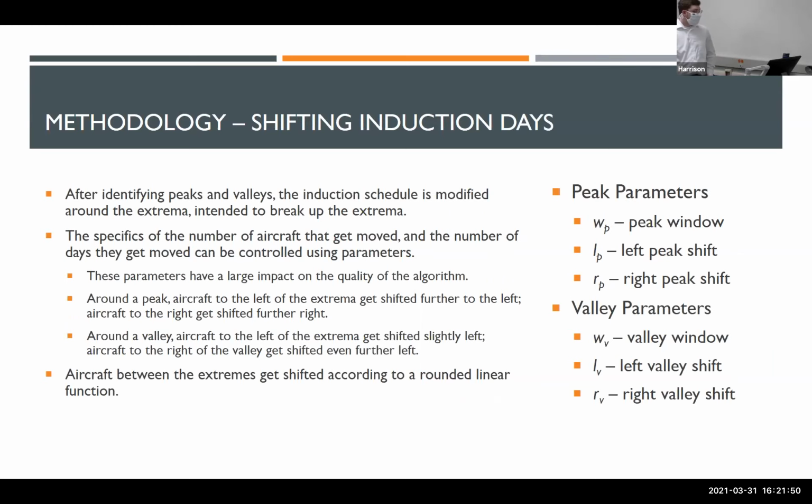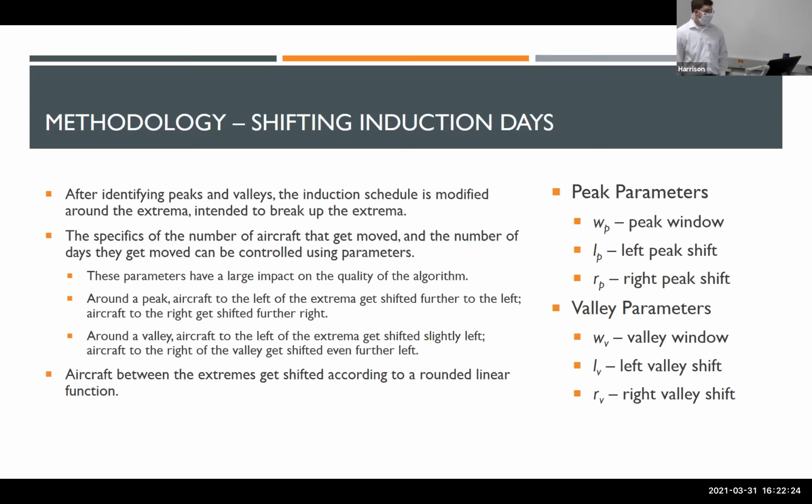Once the peaks and valleys are identified, we'll modify the induction schedule around those points to try to break them up. The specifics on how we modify the induction schedule are controlled by a set of 6 parameters, 3 for peaks and 3 for valleys. The parameters control the number of aircraft that get shifted around an extrema and the number of days that they get shifted by. The window parameters set the number of aircraft that get shifted, and the left and right shift parameters control the number of days that aircraft get shifted.